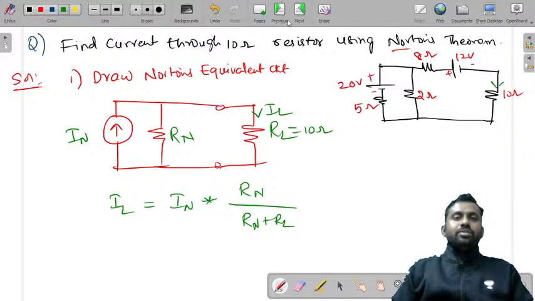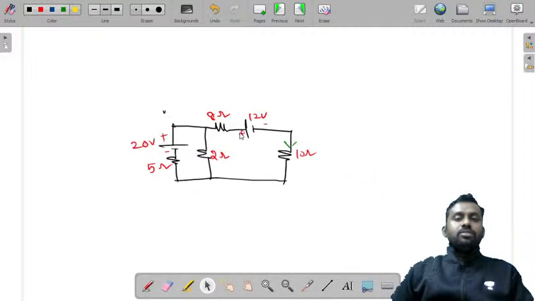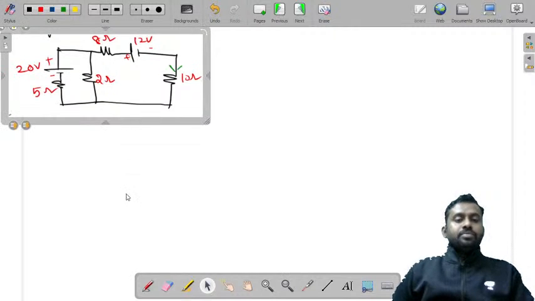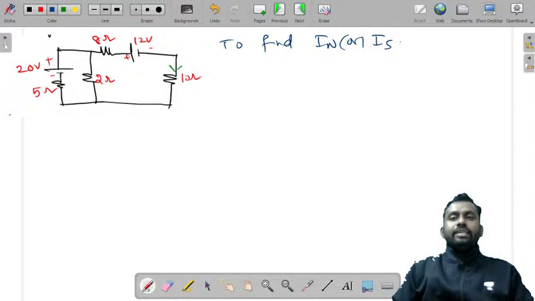Now let us take this circuit to the next slide and find what values we need to find. We need to find what is RN as well as what is IN. So let us find IN and RN. Let us take this circuit to the next slide and find these values. First I'll try to find the value of IN.